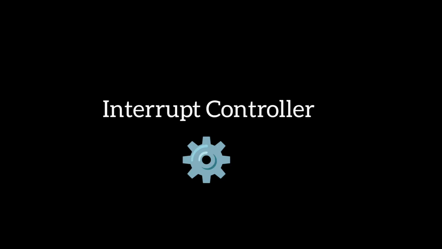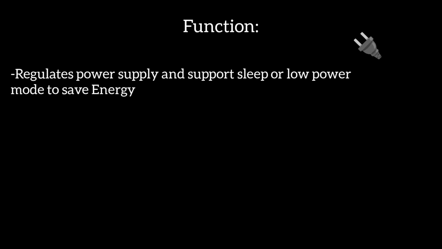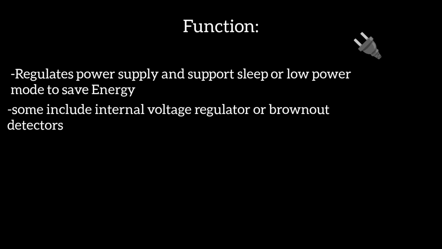8. Interrupt Controller. Function: manages and prioritizes interrupt requests from peripherals, such as timers, I/O pins, or communication modules. It allows the CPU to respond quickly to important events. 9. Power Management Unit. Function: regulates power supply and supports sleep or low power modes to save energy. Some also include internal voltage regulators or brownout detectors.